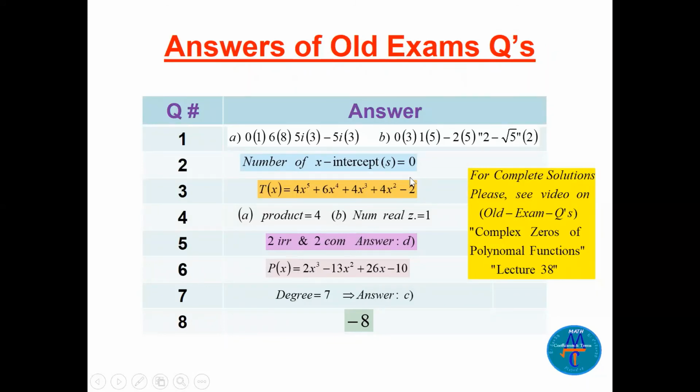For complete solutions of these 8 questions, you can see the video on complex zeros of polynomial functions, lecture 38.